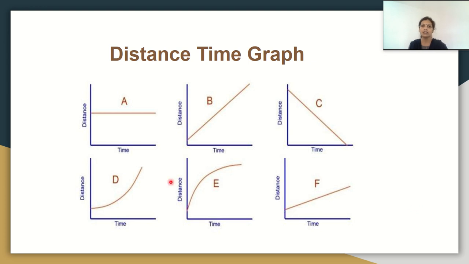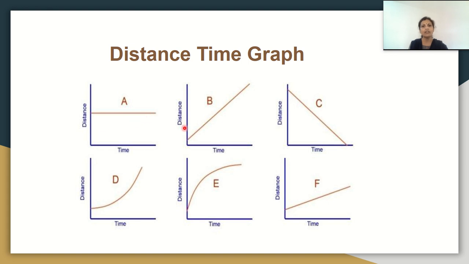So the distance time graph will always give you an idea about the speed of an object. If you see the first graph, it is a graph which is parallel to the x-axis. Distance is not changing at all, there is a constant distance, though you are changing time on the x-axis. It is a straight line parallel to the x-axis. That indicates that the object is at rest.